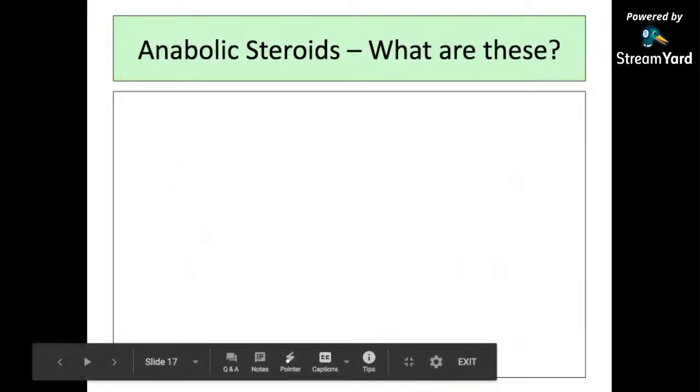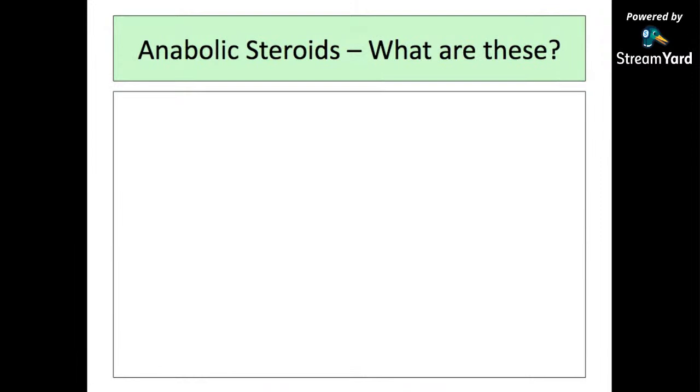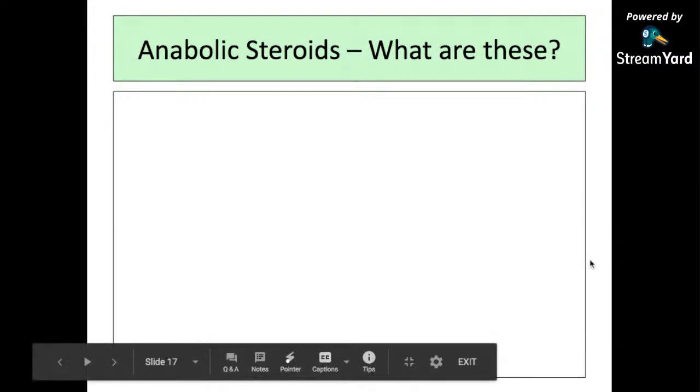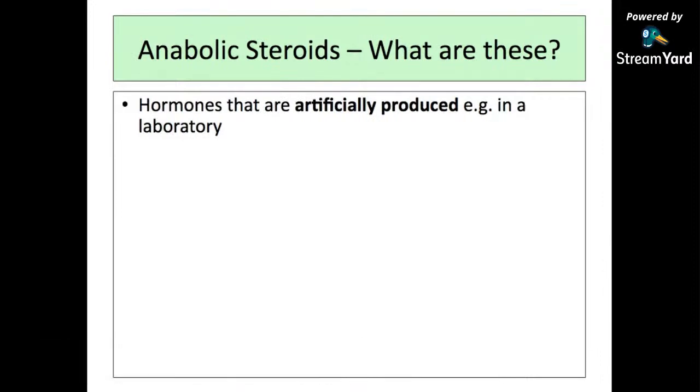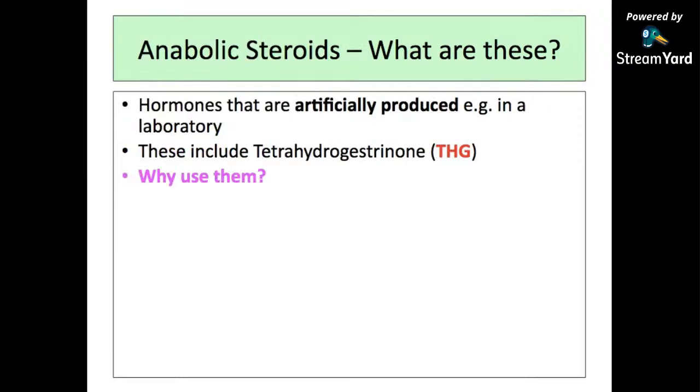Okay, so some effects of the drugs which we are actually going to be covering were talked about there, and we'll look at the first one, which is anabolic steroids. So what do you need to know? Anabolic steroids are artificially produced in a laboratory. What do they actually do? They include THG, which we've already mentioned.